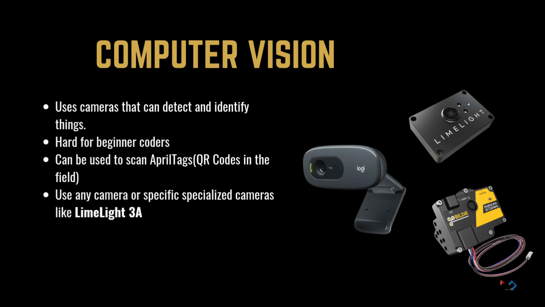Next, we have computer vision, which is basically a camera that can identify things. It uses an AI-trained system based on image models to find game pieces, or you can use the cameras to scan AprilTags on the field, which are like QR codes, and they can tell you the distance or angle of your robot. But they're hard to use for rookie teams and require more advanced programming knowledge and a bit of geometry and trigonometry math to use.